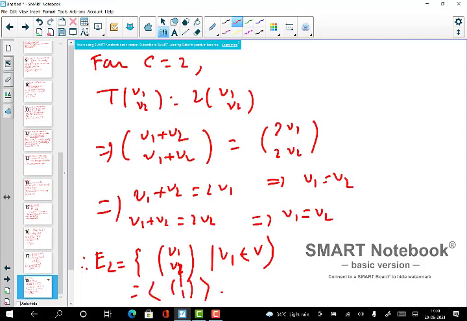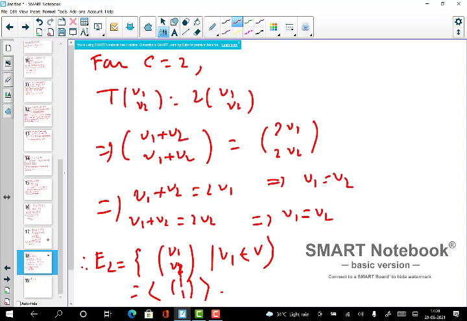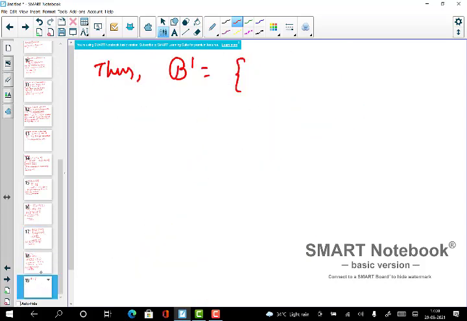Thus you have a new basis B dash, which consists of (1, minus 1) and (1, 1). You see that this basis consists of eigenvectors of the map T, and hence this is the diagonalization. But we need to show that with respect to this basis, T forms a diagonal matrix. Then we are done.